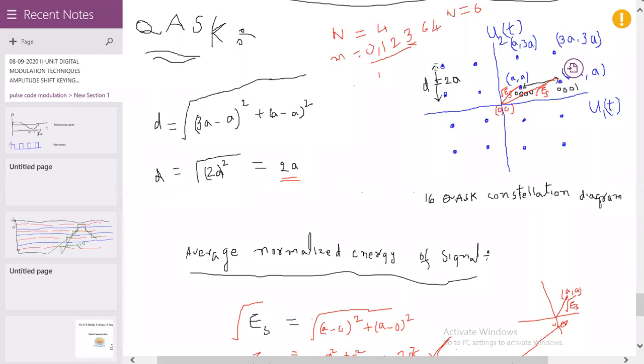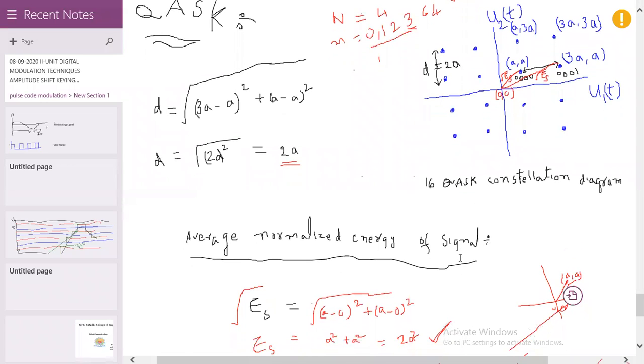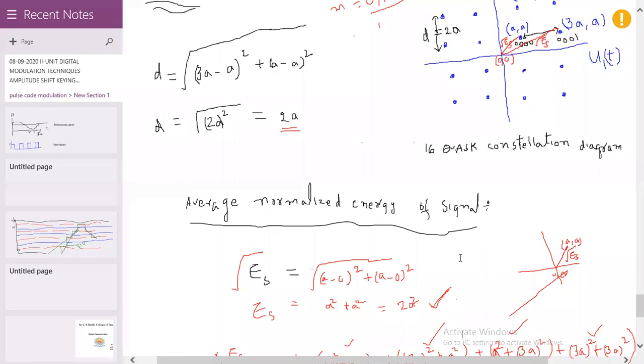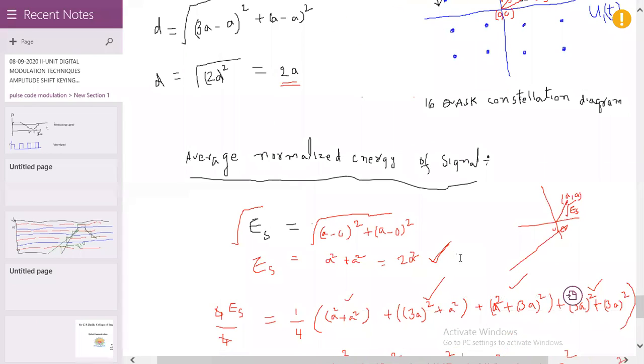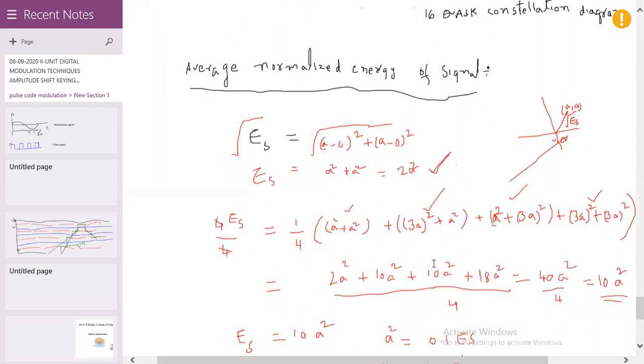Here, let us assume the distance between two symbols is equal to 2a. So here we can allot the amplitudes for this one: a comma a, 3a comma a, a comma 3a, 3a comma 3a, like that. From that we derive the expression for a, assuming that ES is the average normalized energy of the signal. ES is equal to, like that. They are calculated like this every time.